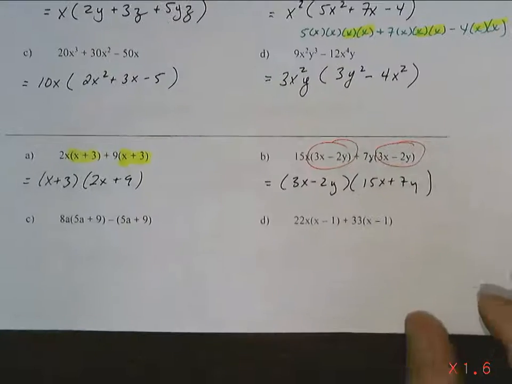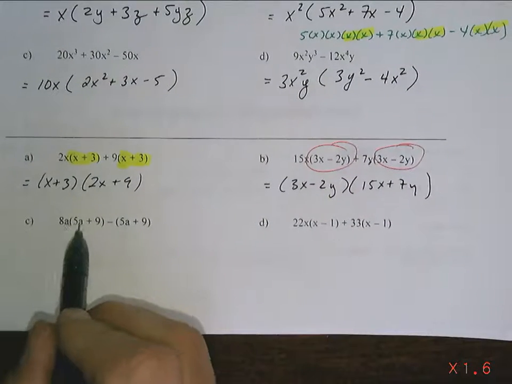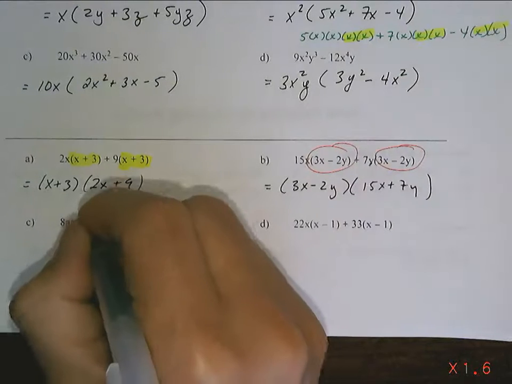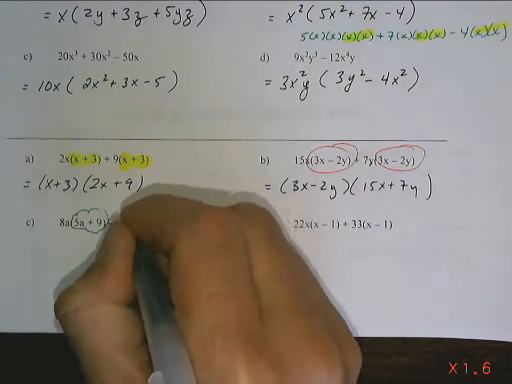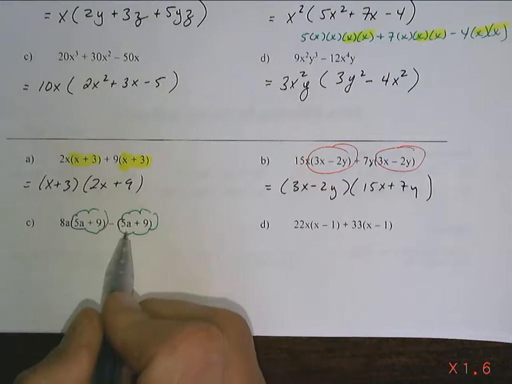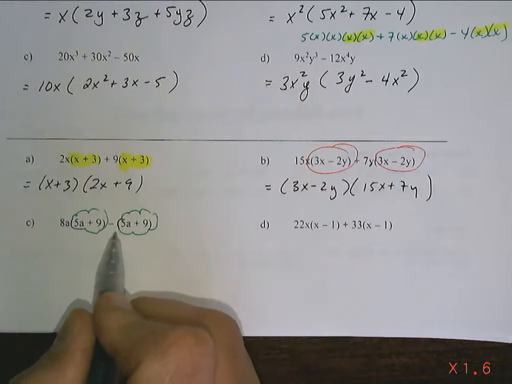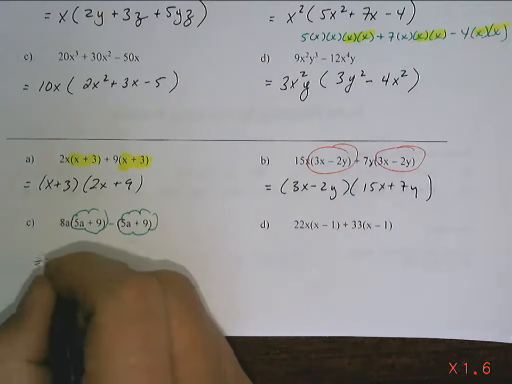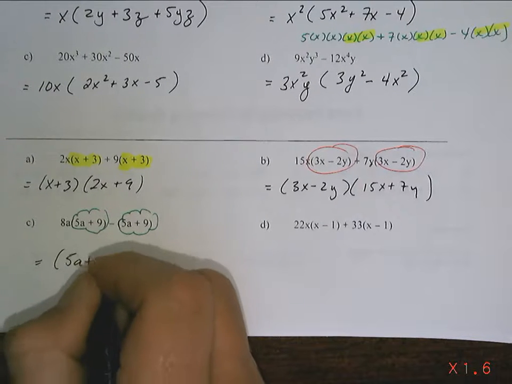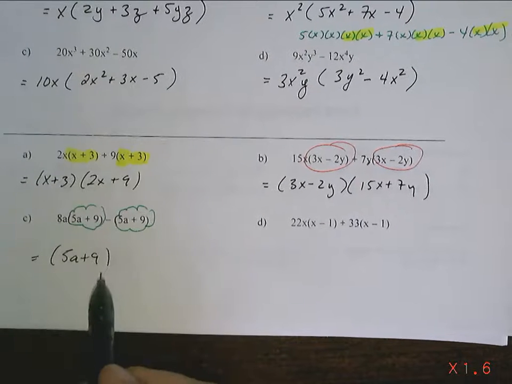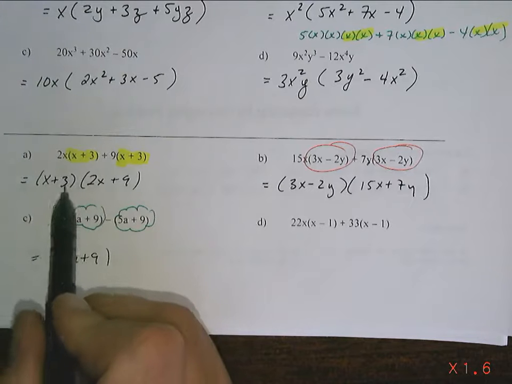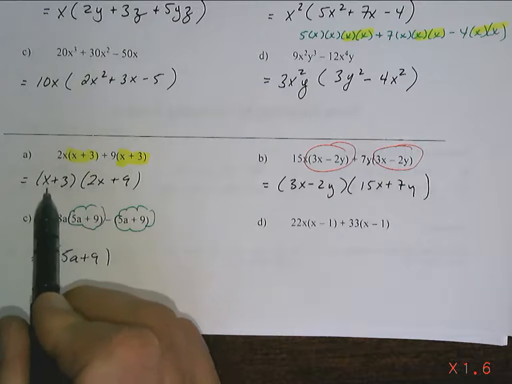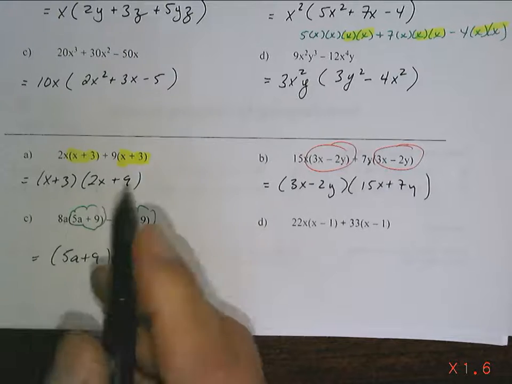On to C. 8a, 5a plus 9. That's a binomial. And looky, looky, there's another binomial. But if I divide out this binomial, I'm going to need a placeholder of 1, just like I did before. So look what's going to happen. 5a plus 9. By the way, you got to put that in brackets. If you don't put that in brackets, it's different. Without the brackets, that says x plus 3 times what's in the brackets. It's both of them times what's inside the brackets. So you need those brackets.